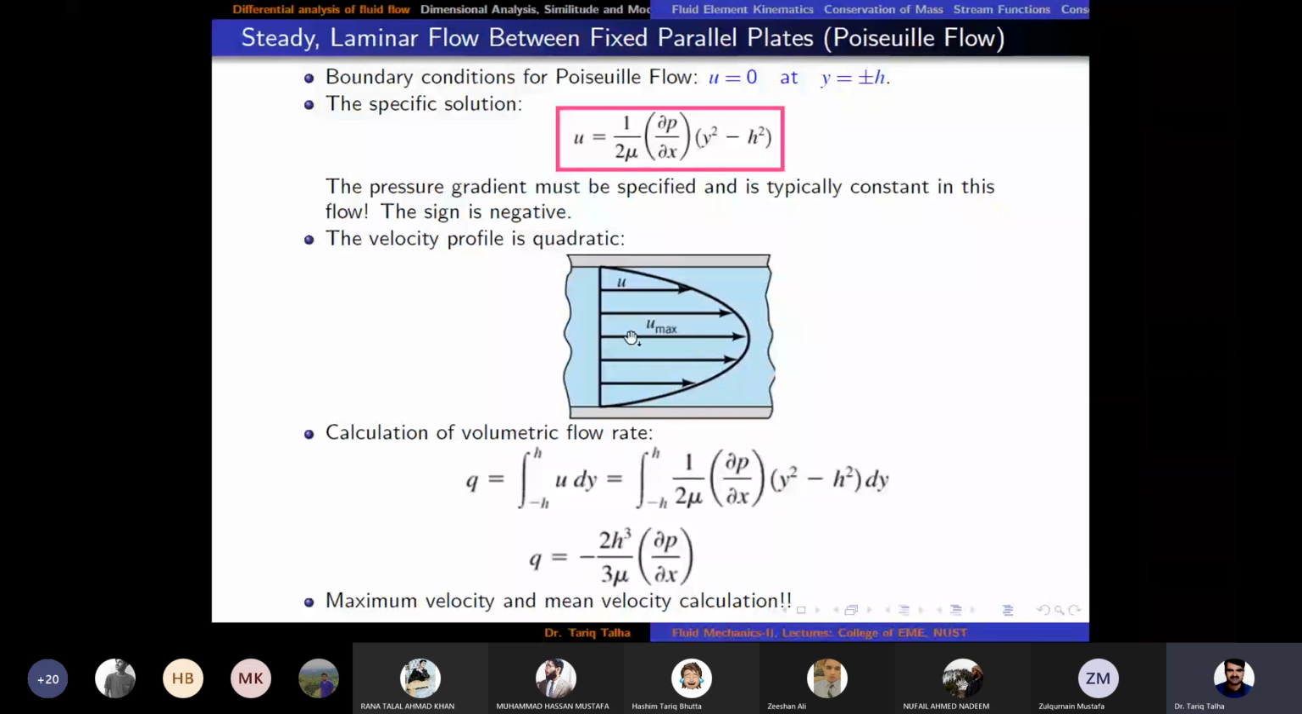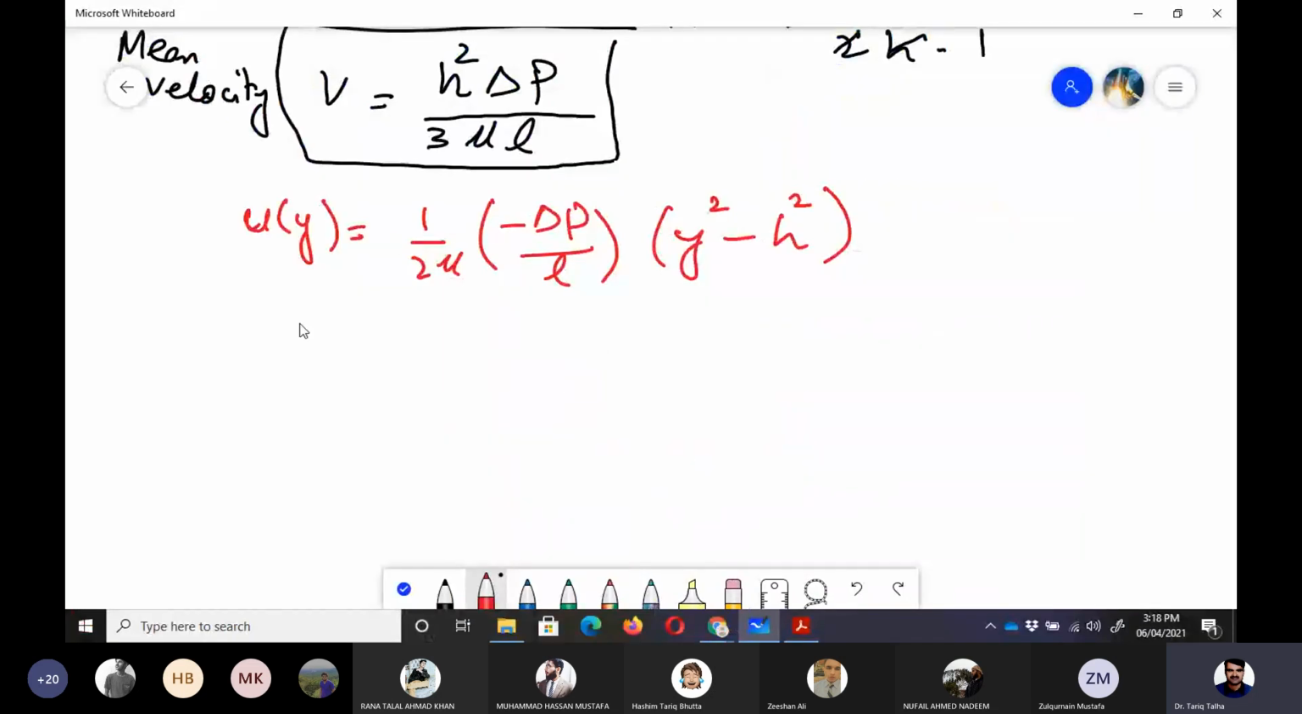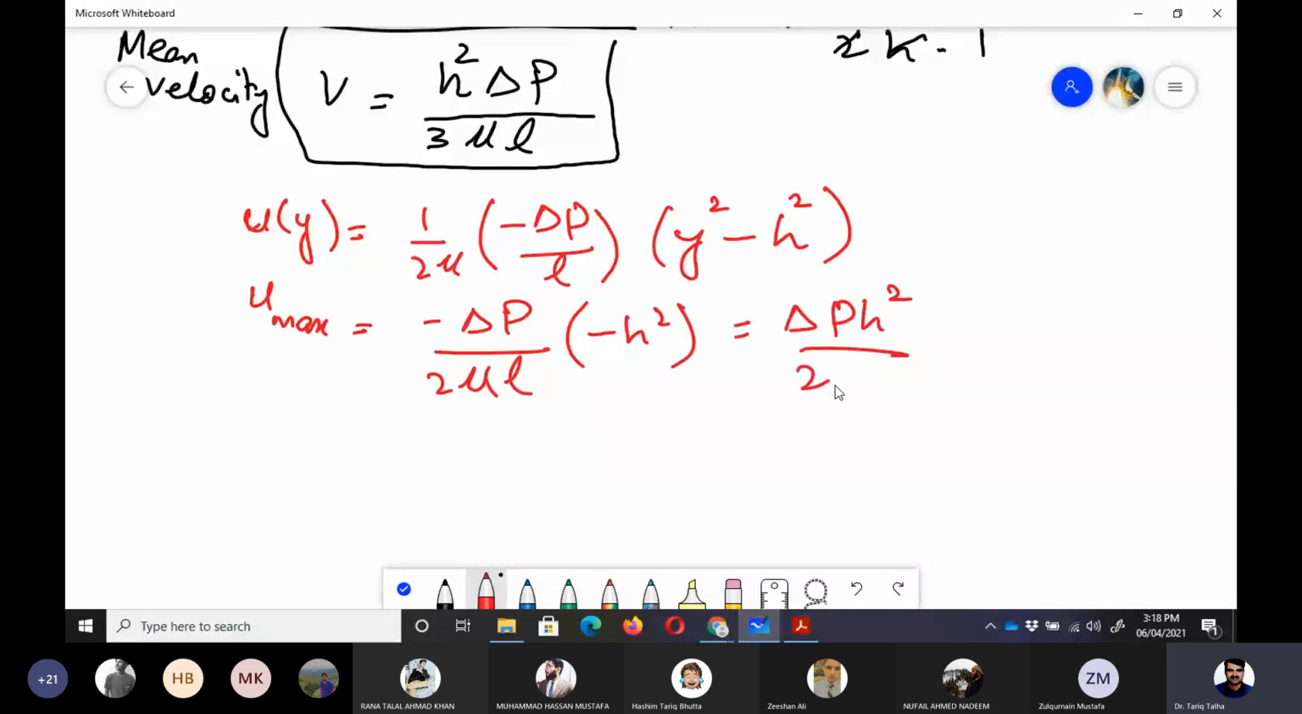It is at the center, which is the place where y is equal to 0. So when we put y is equal to 0, we would have u maximum. So I can write that u maximum is equal to minus delta p divided by 2 mu l into minus h square. So that would be equal to delta p h square divided by 2 mu l. If you see here, the numerator is the same, the denominator is a little bit different.